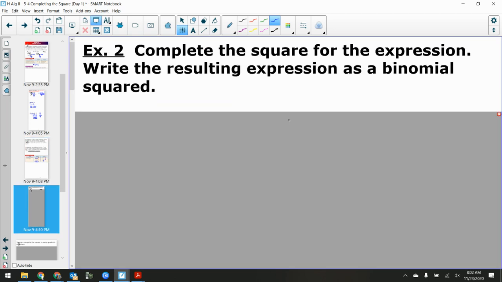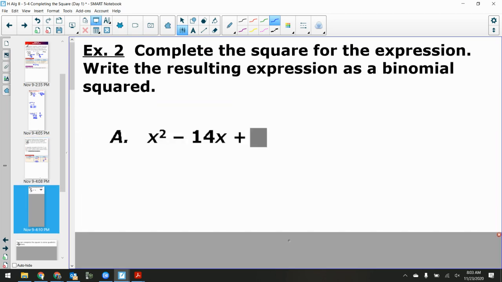So let's try some. Okay. X squared minus 14x. What fills in my blank? What completes the square here? What fills in that gray box? Well, what's my b value? 14, right? I should say negative 14. My b value is negative 14. What's half of 14? 7. Square that, and 49 fills in my blank.